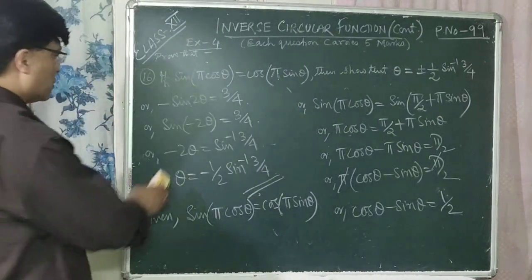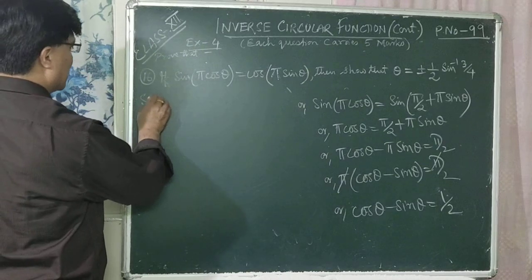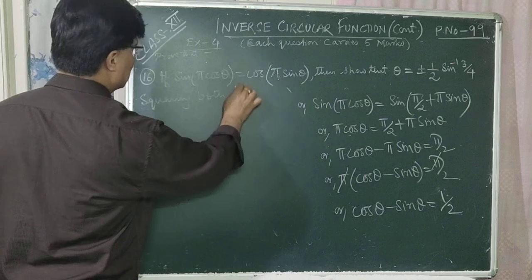So let us square both the sides again. Write down, squaring both the sides.